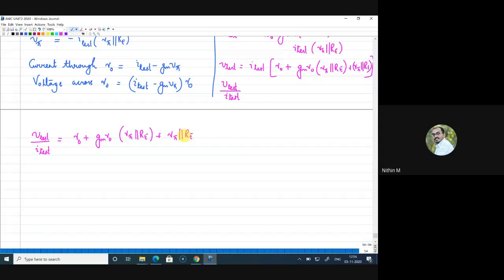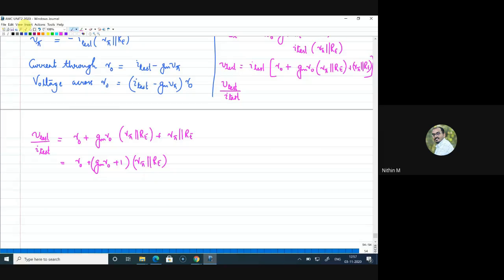These are the three terms: R naught plus GM R naught into RE parallel R pi plus RE parallel R pi. Right. So this can be further written, if I take R naught in common, as R naught times GM R naught plus 1 into R pi parallel RE. I hope this is clear. So I have just taken R pi parallel RE common and I have written it in this way.